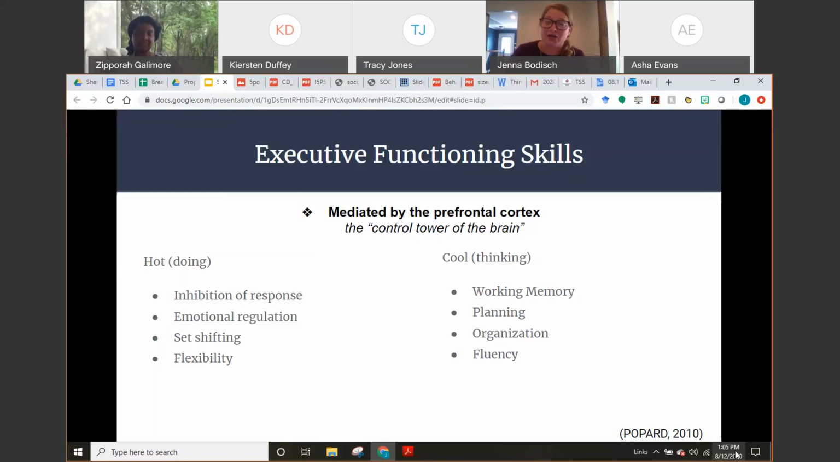Working memory, you heard about, it's the ability to hold that information at the forefront of the brain and then use it in a meaningful way. Planning is how to accomplish a goal. What steps do I need? Organization is the arranging of those steps to make sure you accomplish that goal. And then fluency is kind of retention of these skills, maintenance of a skill, and then generalization. So being able to use it in different situations is important.